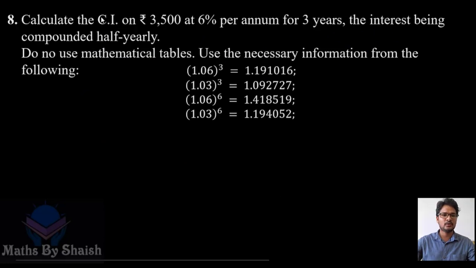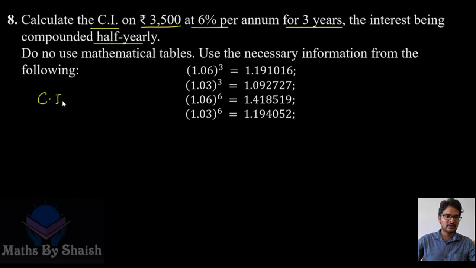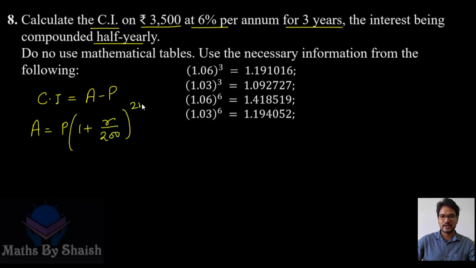Here's the 8th question. Calculate the CI on 3,500 at 6% per annum for 3 years, the interest being compounded half yearly. Compound interest, we know, is A minus P. So first of all, we'll calculate A. If it is compounded half yearly, the formula is P times (1 plus R over 200) to the power 2n. Since we have been given all the values, we'll substitute here.